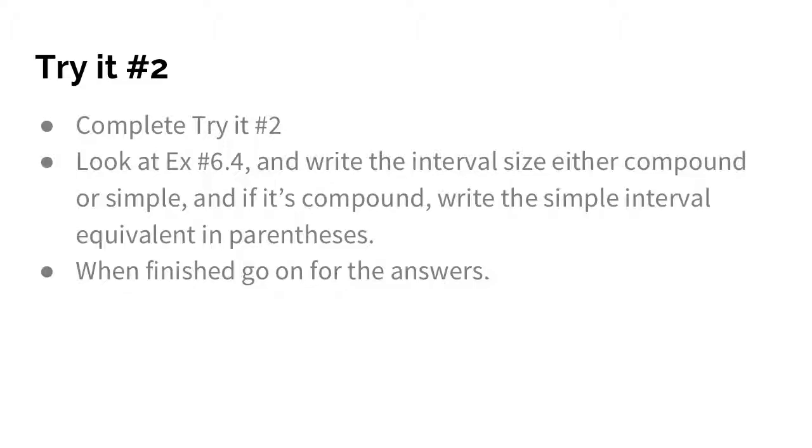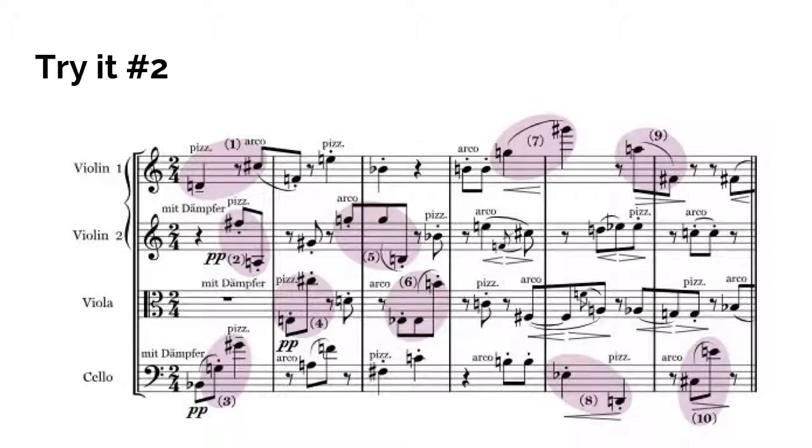Go on to the Try It 2, and you're going to have to look at example 6.4 and write the interval size for either the compound or simple interval. If it's compound, write the simple interval equivalent in the parentheses. All right, so you had to look at this to complete the simple and compound intervals. So number 1, as you can see, is a seventh. If you count up from D to C, that's a seventh.